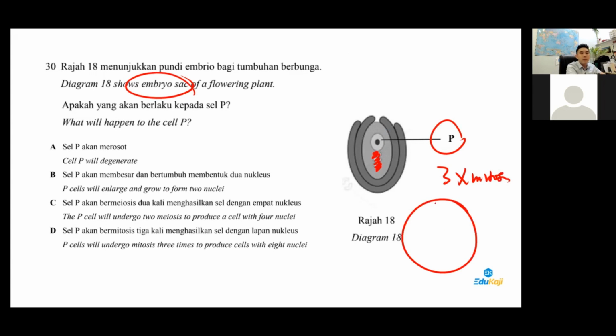And guys, if you remember from this, 3 antipodal cells, 2 polar cells, 1 ovum, and 2 synergid cells. They'll form these 8 nuclei. So the answer is D. Okay, 30 is D.